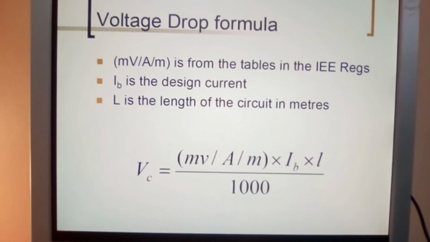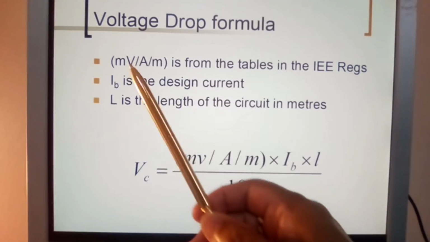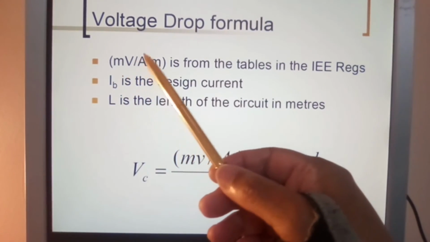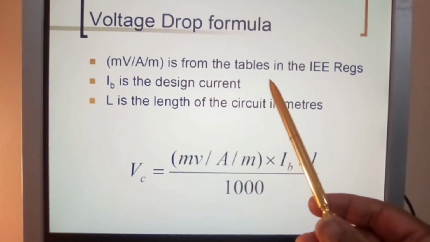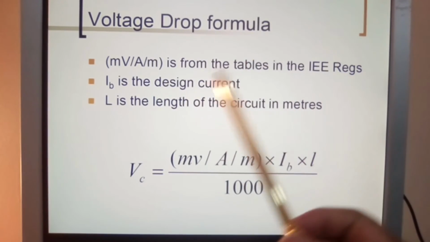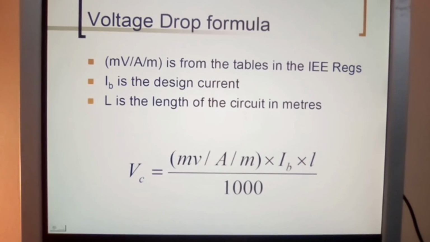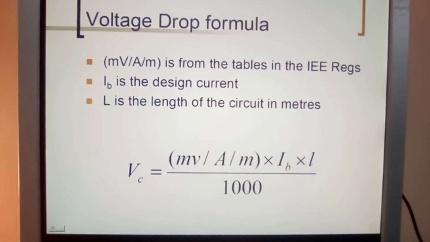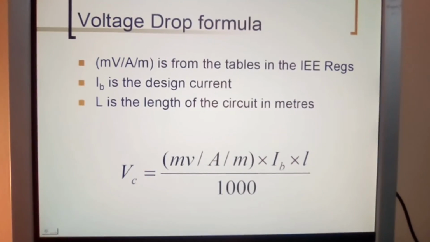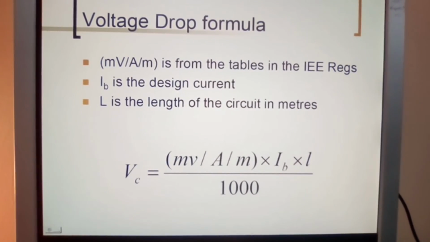Voltage drop formula. Millivolts per amp per meter is from tables in the IEE regs. IB is the design current. L is the length of the circuit in meters. And this is your formula.